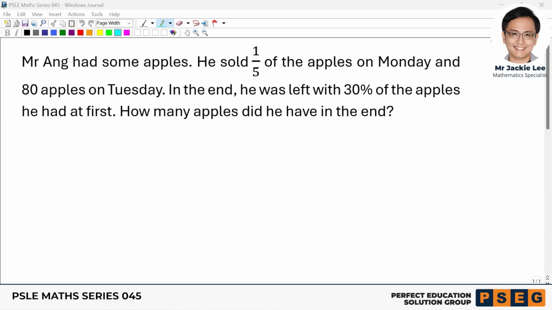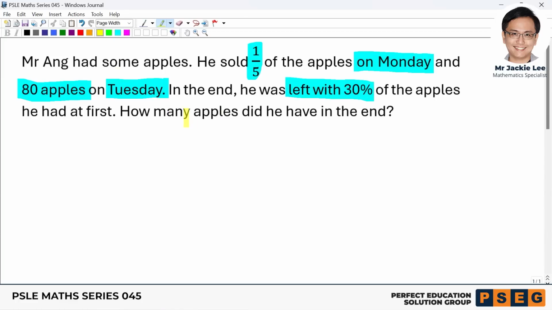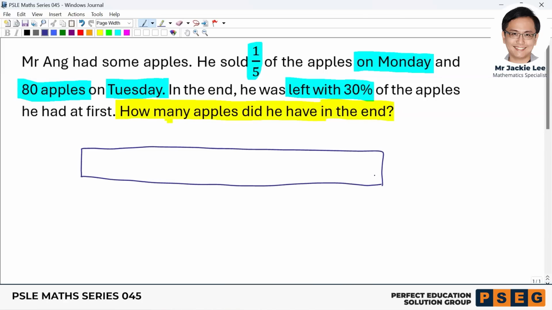In this question, Mr. An has some apples. He sold 1/5 on Monday and then 80 apples on Tuesday. At the end, he was left with 30%. So the question now is how many apples did he have in the end? Okay, so I think we construct a bar. So he sold 1/5. 1/5, we change to a percentage, that is 20%, am I right? This is on Monday.